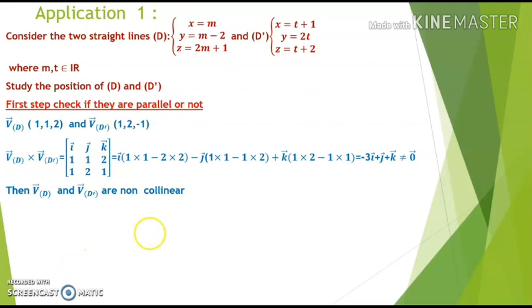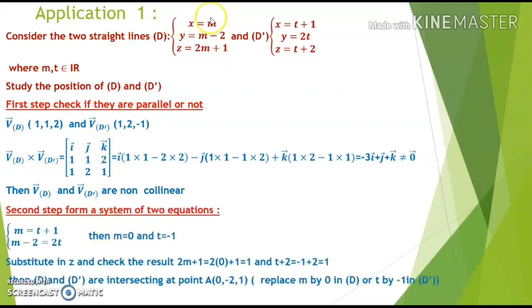Second step, we check if these two lines are intersecting or skew. We need to form a system of equations by putting x of d equal to x of d prime, y of d equal to y of d prime. Then we get m equal to t plus 1, m minus 2 equal to t. By solving this system, we get m equals 0 and t equals minus 1. Now, replace m by its value in z of d. Then we get 2 times 0 plus 1 is equal to 1. And replace t by its value in z of d prime. We get minus 1 plus t equal 1. Then the same result, same z.